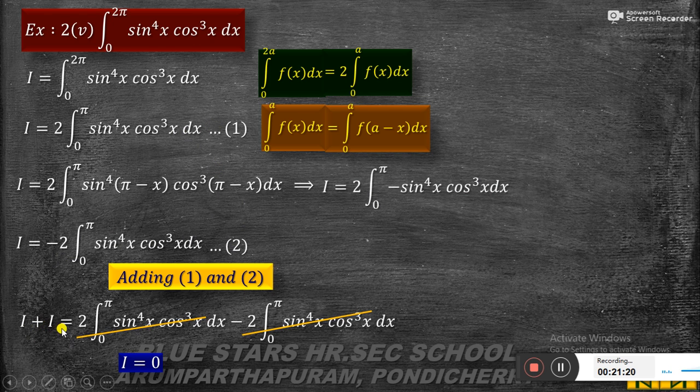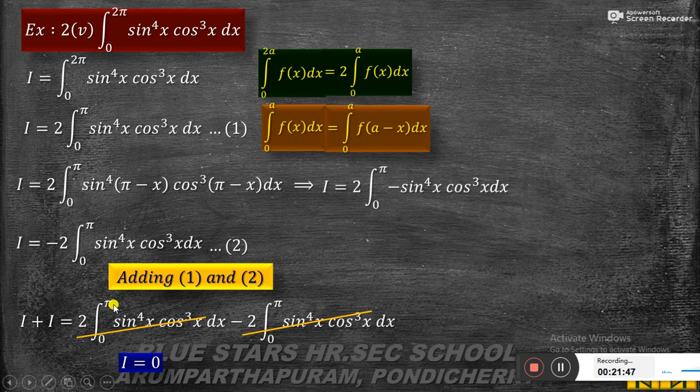Therefore I plus I equals 2 times integral 0 to pi sine power 4x cos cube x dx, plus minus 2 integral 0 to pi sine power 4x cos cube x dx. Which implies I equals, you see both the integrals are the same, 2 into integral 0 to pi sine power 4x cos cube x dx minus 2 into integral 0 to pi sine power 4x cos cube x dx. Both the integrals are the same, so I equals 0.